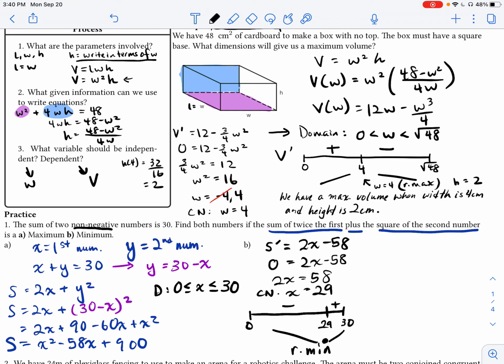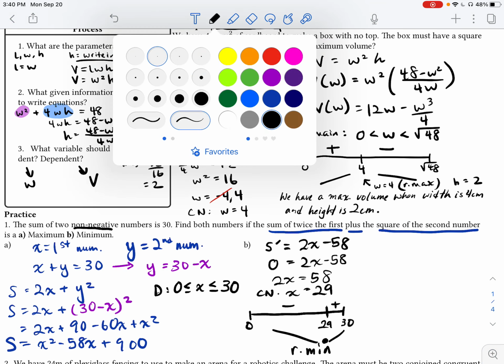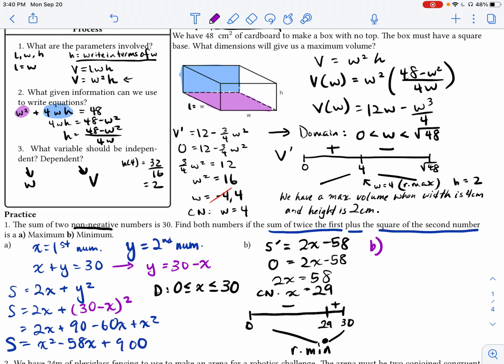So let's actually jump to doing part B first. We're going to say, when we're looking at a minimum, we know then that our first number, x, is 29. Because we know that a minimum occurs when x is 29. If the first number is 29, then clearly the second number, y, has got to be 1, because the sum of these two numbers has to be equal to 30.